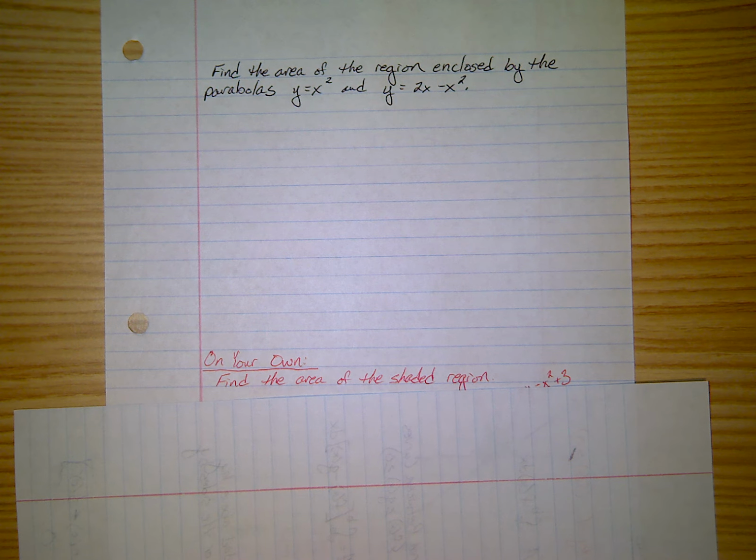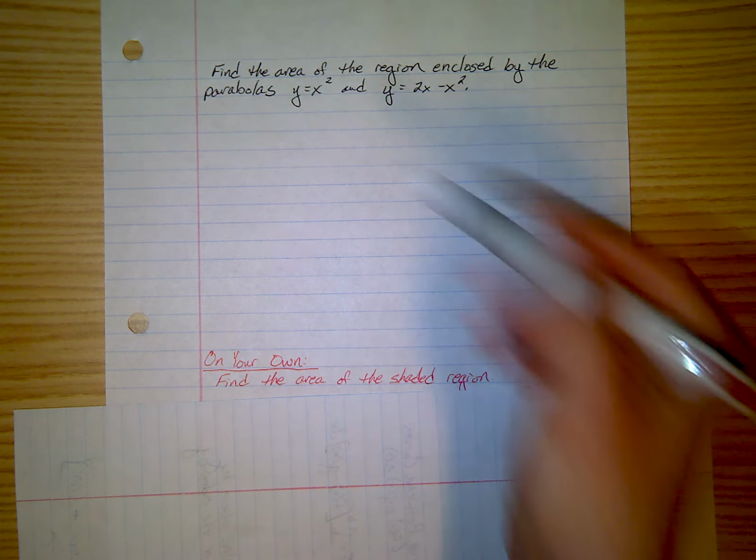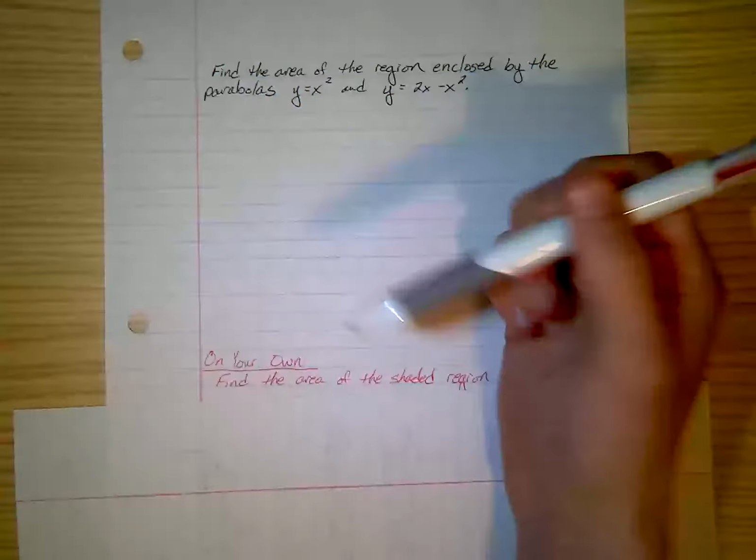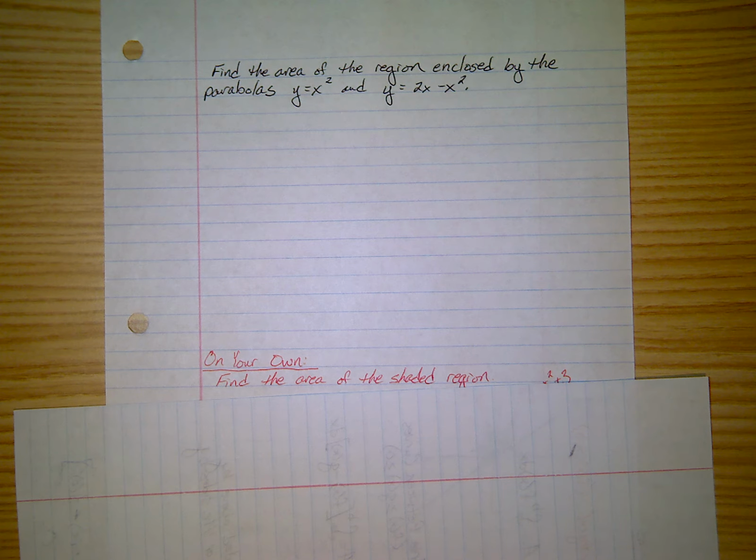Okay, so the next example tells us to find the area of the region enclosed by the parabolas y equals x squared and y equals 2x minus x squared. They tell us it's two parabolas, but they don't tell us which one's the upper one and which one's the lower one. So we need to think on that.